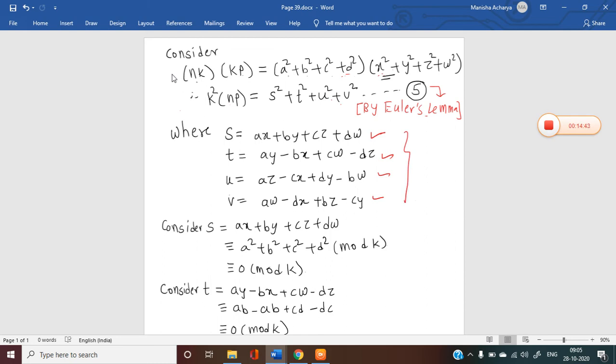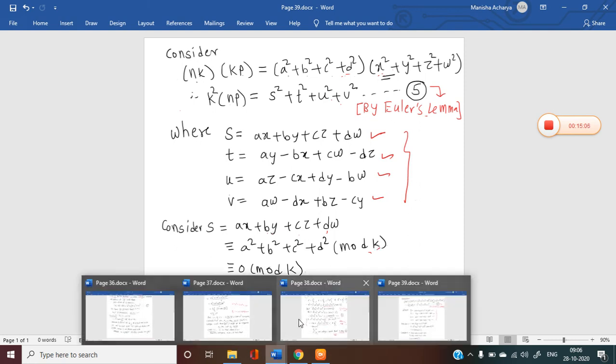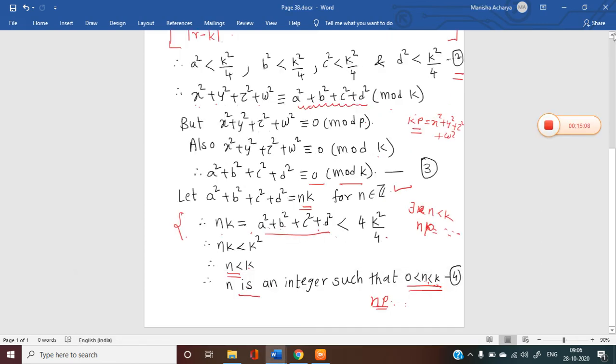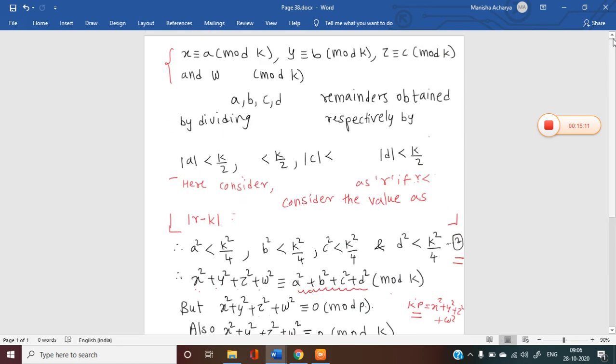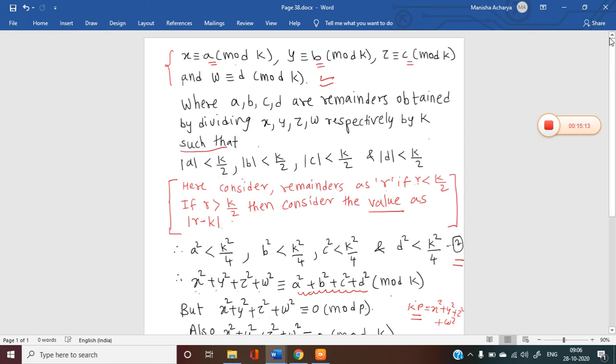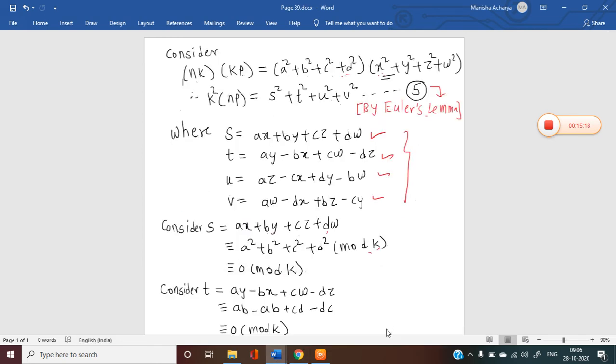So you get the value x, t, u, v in this fashion. Okay, so now consider s. S is equal to ax plus by plus cz plus dw, but now x is congruent to a modulo k, y is congruent to b modulo k, that we have seen, assumed on the previous page. So you can just refer to your notes. X is congruent to a modulo k, y congruent to b modulo k, and so on. And therefore we are using that over here.